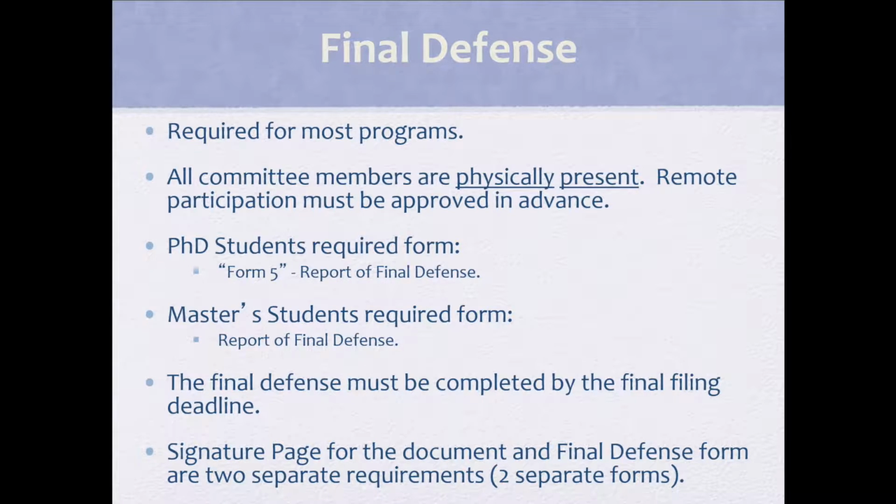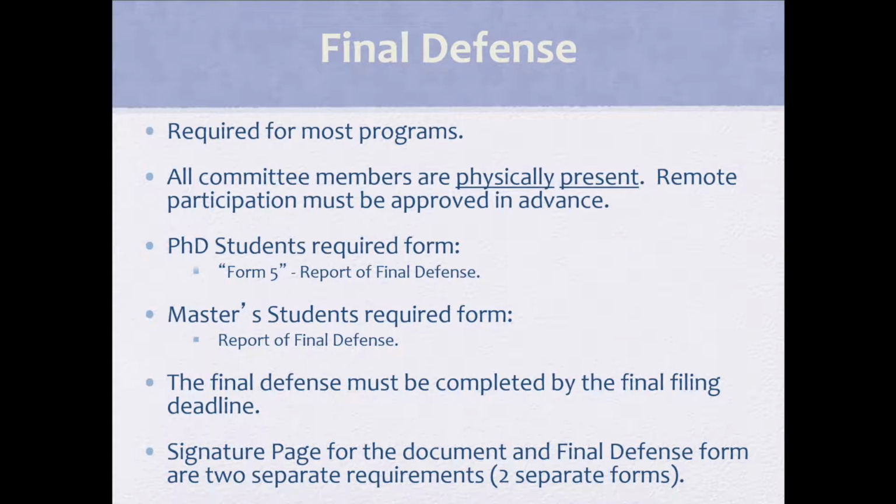The paperwork that goes along with the final defense for the PhD degree is the Form 5 Report of Final Examinations for the degree of Doctor of Philosophy, which you can find on the Filing Resources page of our website. For master's students, it's the Report of Final Defense for the master's degree, which again is in that required paperwork section on the Filing Resources page. The final defense must be completed by the deadline day. So it must be completed by the last day of the quarter that you're trying to graduate in.